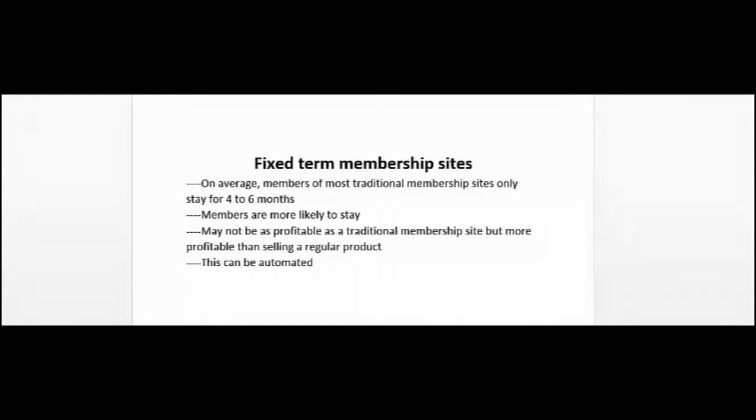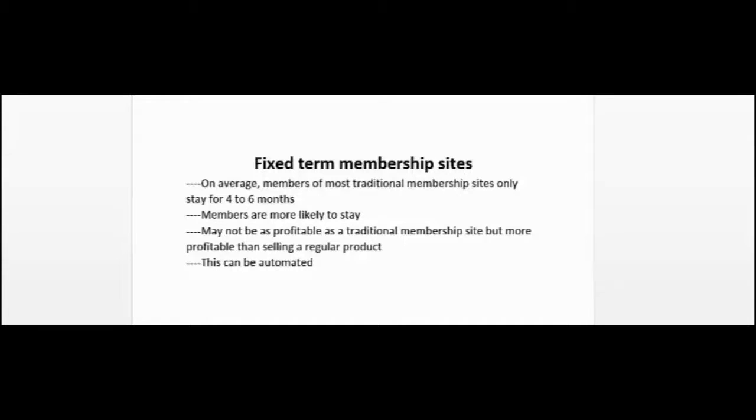Now the benefit of fixed term membership sites is members are more likely to stay because they want to get what they believe they're going to get. So if they were promised 6 months of this and this, maybe six traffic strategies every month, hey, they might as well stay for the sixth and final month of getting the traffic strategy. Now, having a fixed term membership site may not be as profitable as a traditional membership site, but it is more profitable than selling a regular product where you just sell something once.